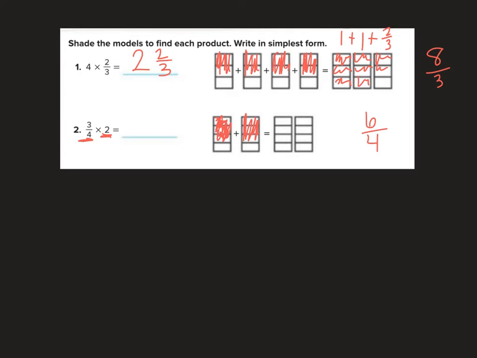6/4, right? Each one of these boxes, if I was looking at the unit fraction, is worth 1/4. So I have 6 of them I need to shade in. So here's 4. That's worth 1. And then I have 2 left over, plus 2/4, which we also know is 1/2, right? If we look at this box, half of them are shaded in. So our final answer is going to be 1 and 1/2.